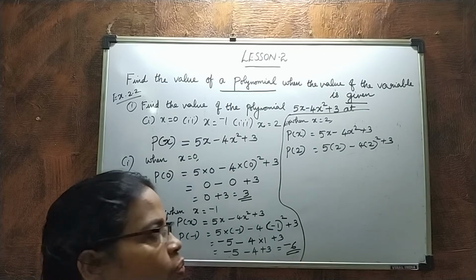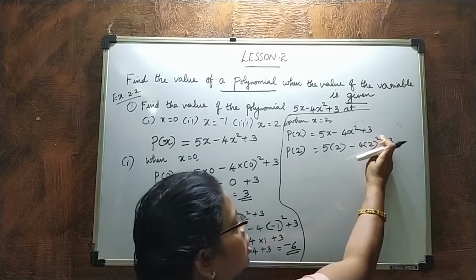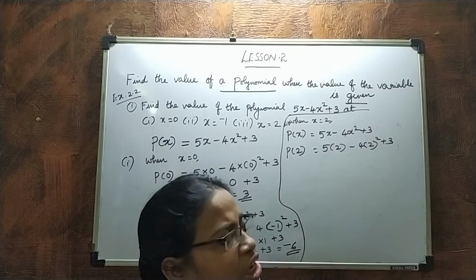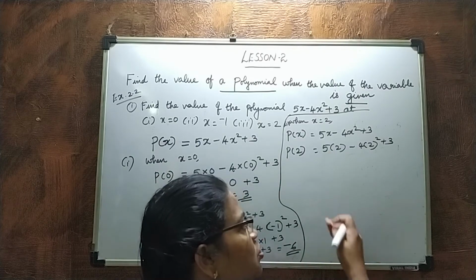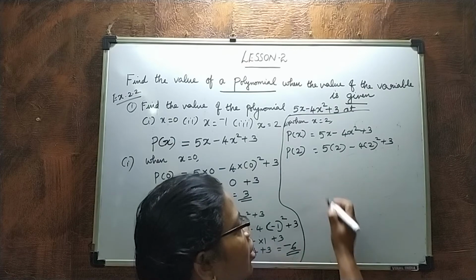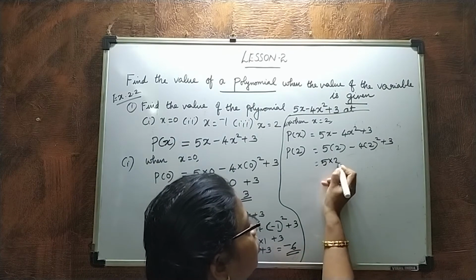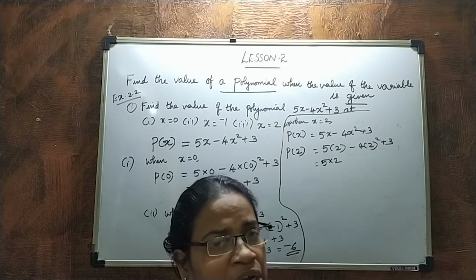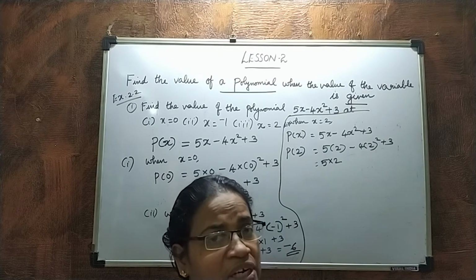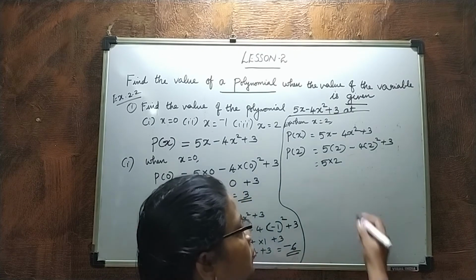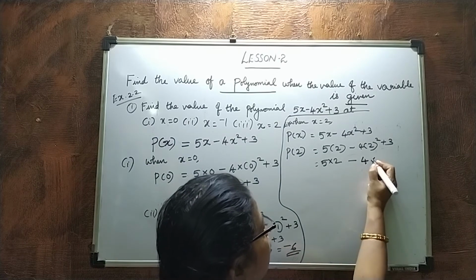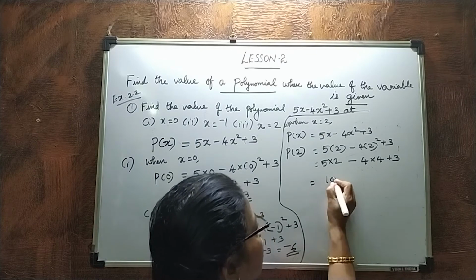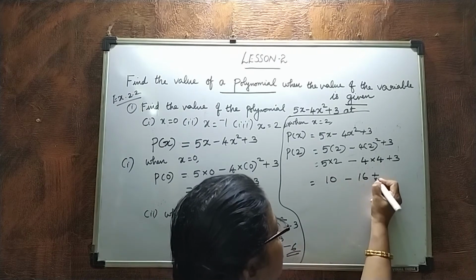Now look, I put the bracket because here it is a square and here it is a multiple. Here there is no need. If you put a bracket there, no problem. I just put it in a bracket. If you are writing 5 into 2, okay. When a square or cube comes, you have to keep it in a bracket. And one more thing, when a negative sign comes also, keep it in a bracket. Minus 4 into 2 into 2, 4, plus 3. 5 into 2, 10 minus 16 plus 3.